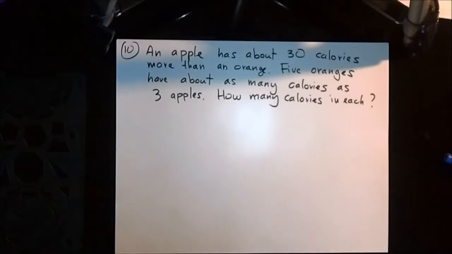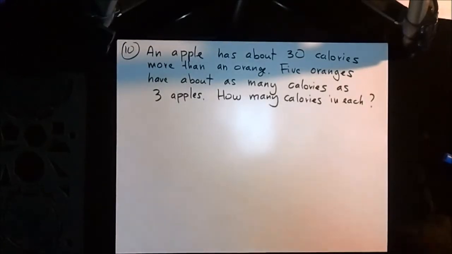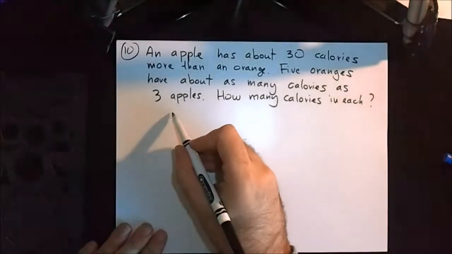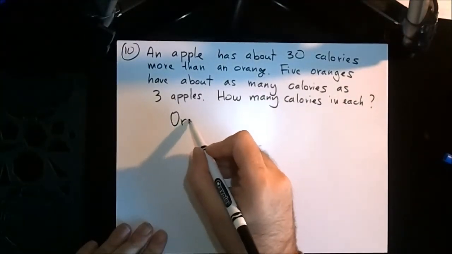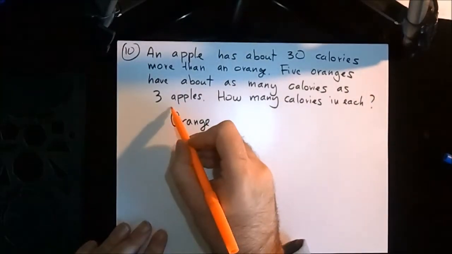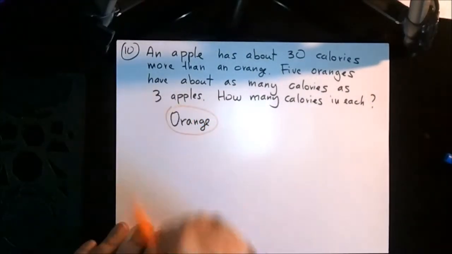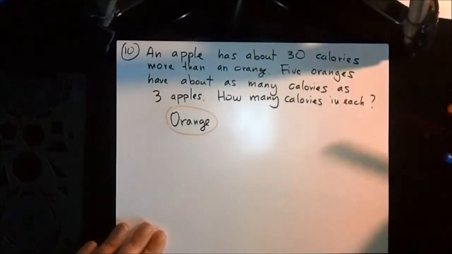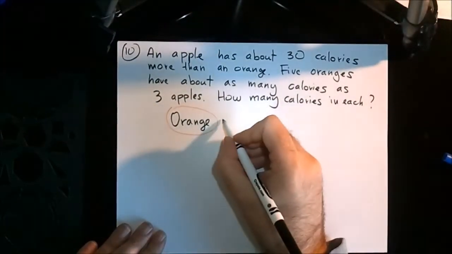Well, I don't know how many calories an apple or an orange has, so I've got to give them variables. But I don't want to give them different variables because we haven't done equations that have 2 different variables in them yet. So I want to choose one variable, and I'm going to assign it to the orange. I'm going to say that the orange, and because it's an orange, I'm going to circle it with orange, is going to be my x.